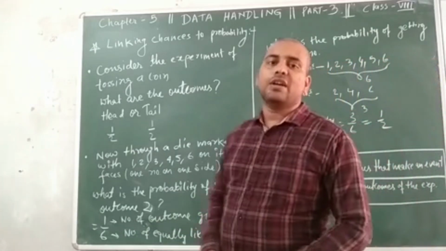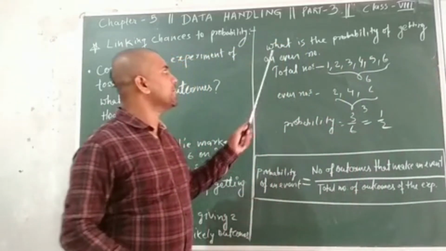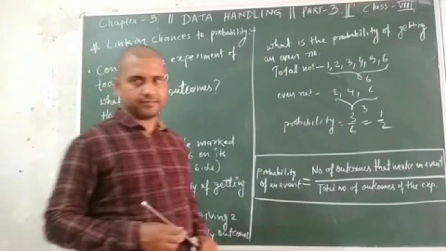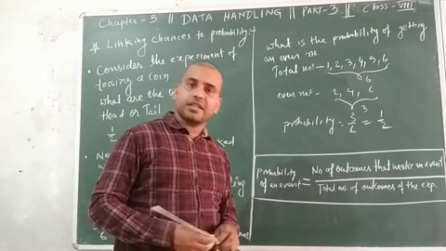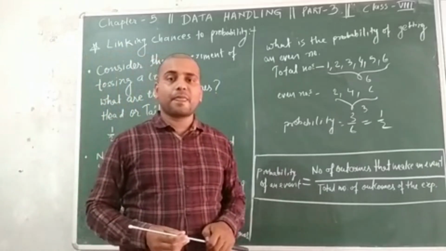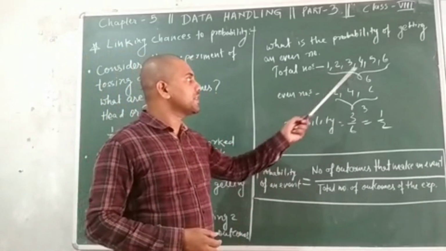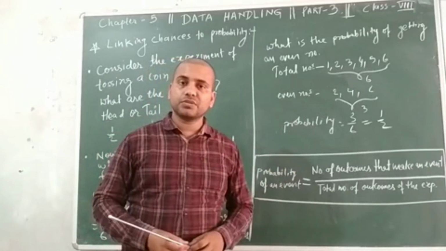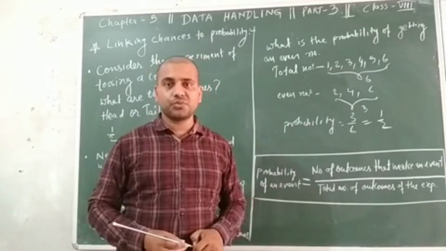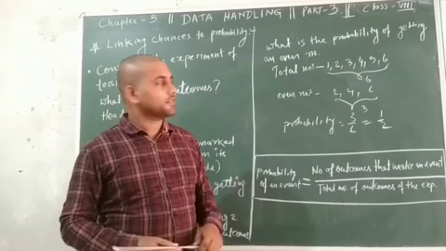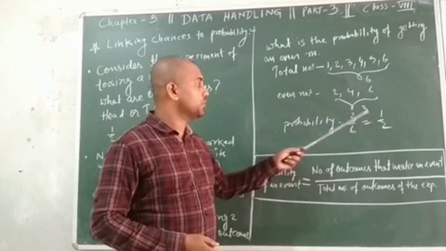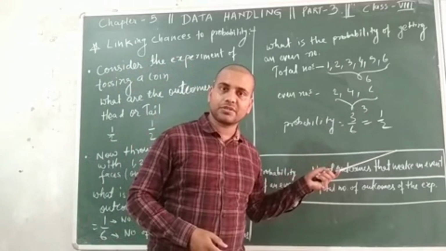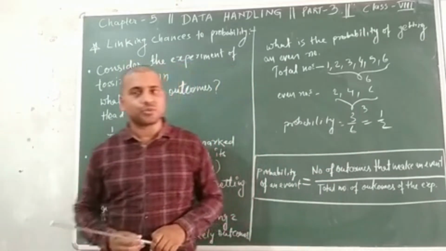Now, dear students, we will see what is the probability of getting an even number. In the given data 1, 2, 3, 4, 5, 6, we have to select even numbers. So 2, 4 and 6. How many do we have? 3. So the probability will be 3 upon 6. After cancelling out, we get 1 upon 2.